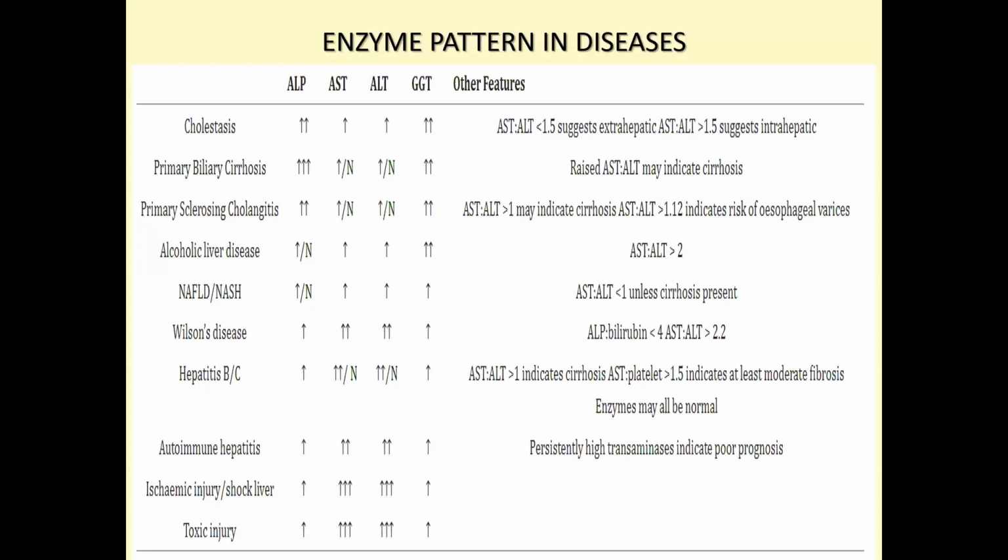So in cholestasis, you can see ALP is a double rise. ALP is elevated in cholestasis, AST is just elevated, and gamma GT is similar to ALP. The ratio is less than 1.5. In primary biliary cirrhosis, ALP is double, triple. AST can be normal, ALT can be normal, and GGT is still lower than AST, ALT.